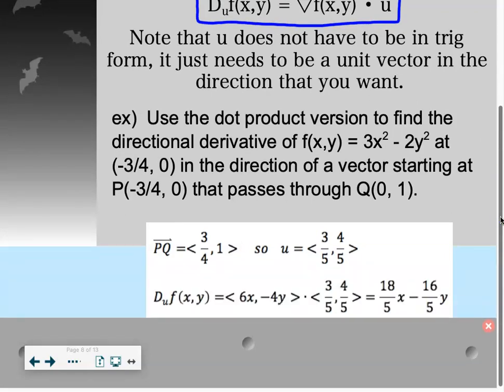All right, so then my partial x was 6x, my partial y was -4y. Do the dot product, and you end up with 18/5 x minus 16/5 y.